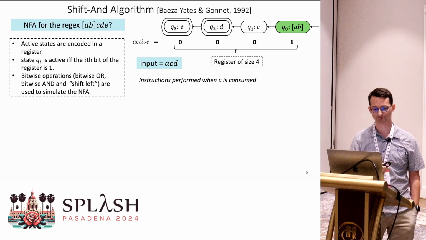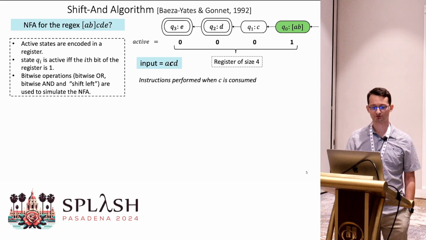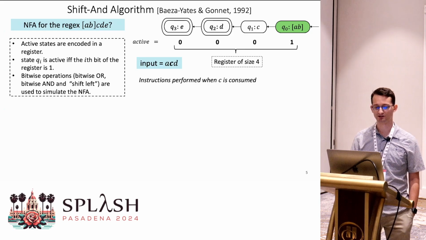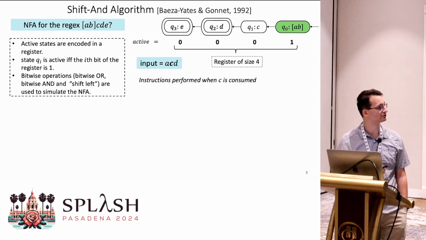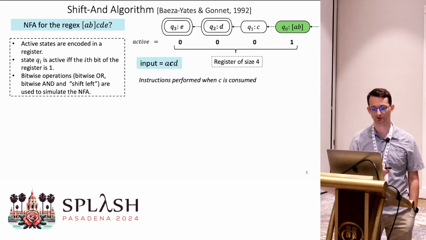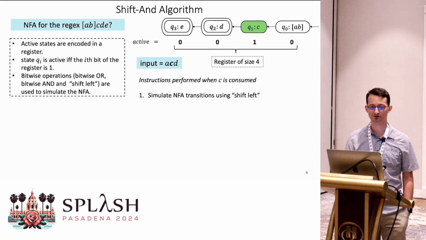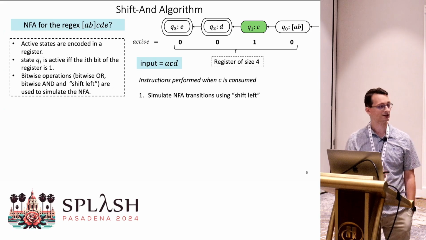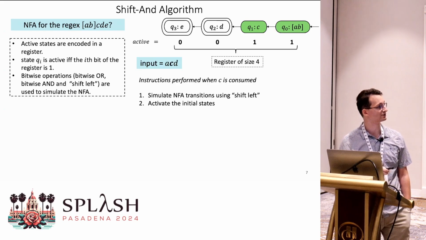The other idea of the Shift-And algorithm is that we're going to be able to simulate the NFA only using bit parallel instructions that are bitwise OR, bitwise AND, and shift left. So let's go through a series of instructions to simulate the NFA here when we consume letter C. So first, we're going to simulate the transition by performing a shift left by 1, activating state Q1 and deactivating state Q0 here. Then, because the initial states are always active, we're going to activate the initial state using a bitwise OR here.